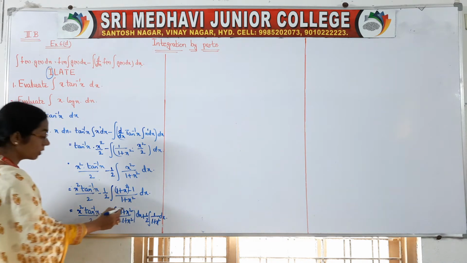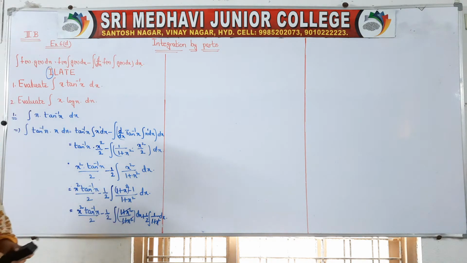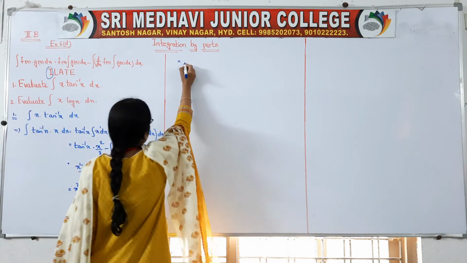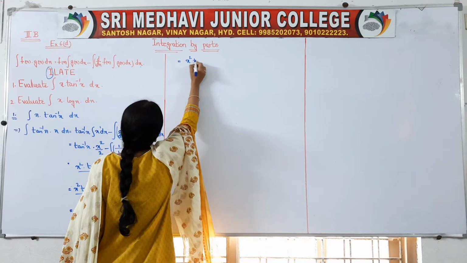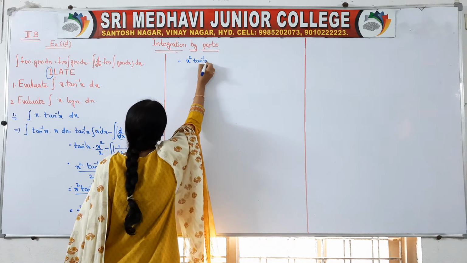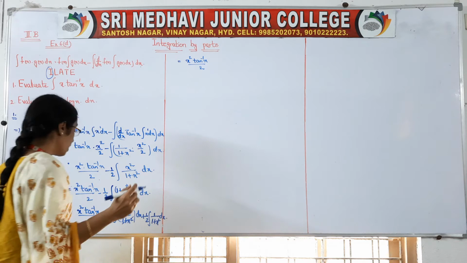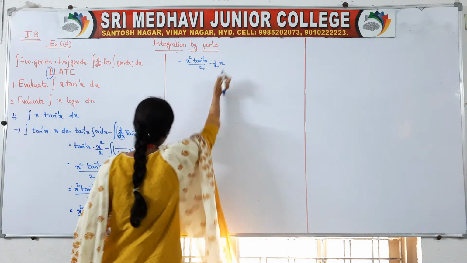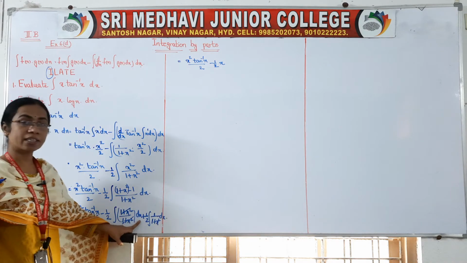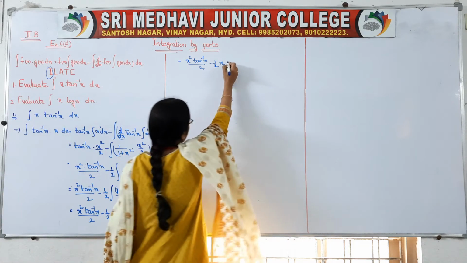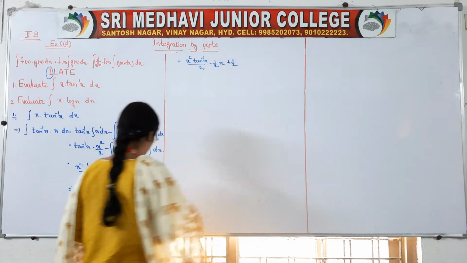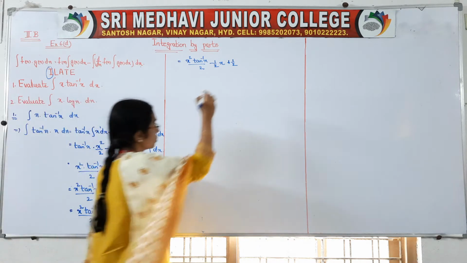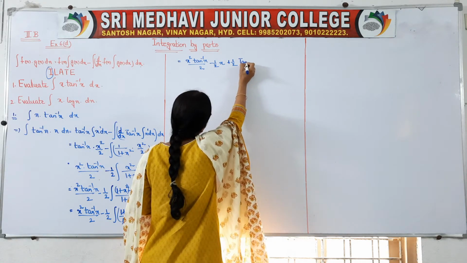Here 1 plus x square cancels. So your value is equal to x square into tan inverse x by 2, minus 1 by 2 integral dx, which is x, isn't it? Plus 1 by 2 integral 1 by 1 plus x square, which is tan inverse x.